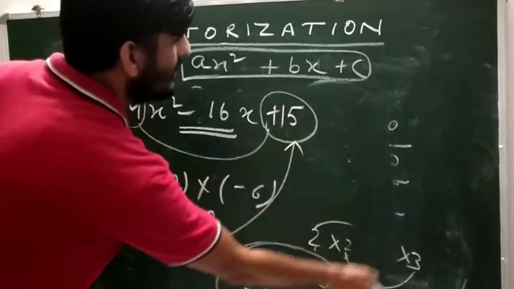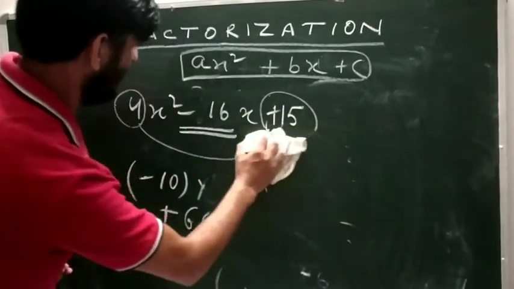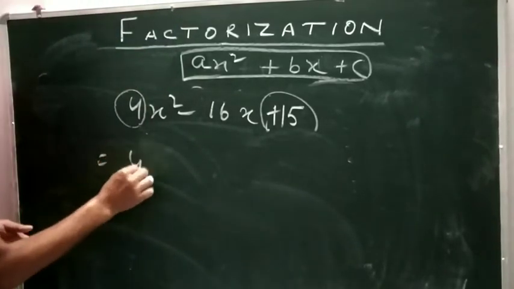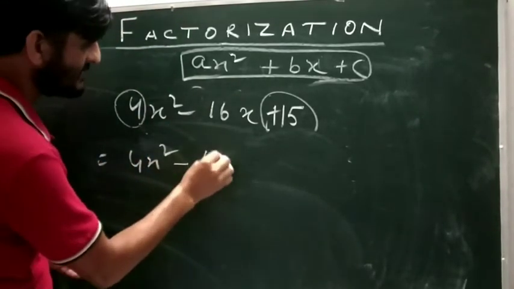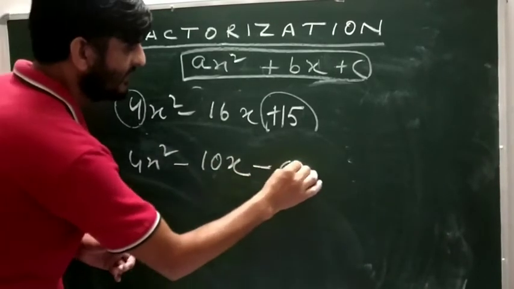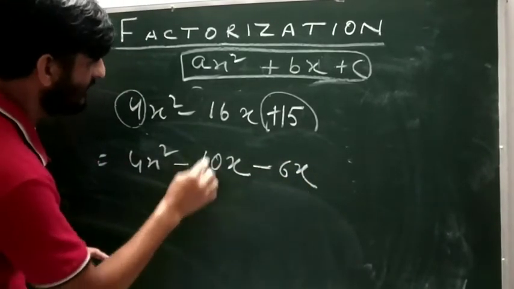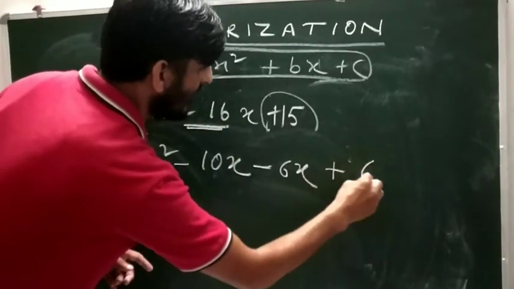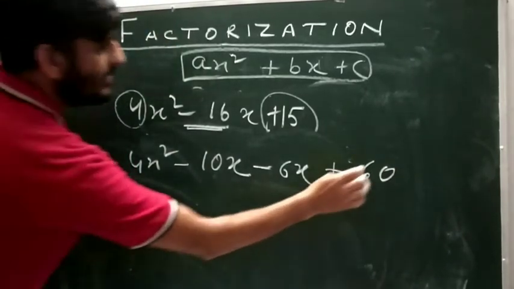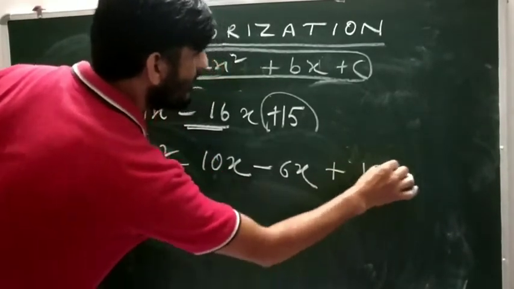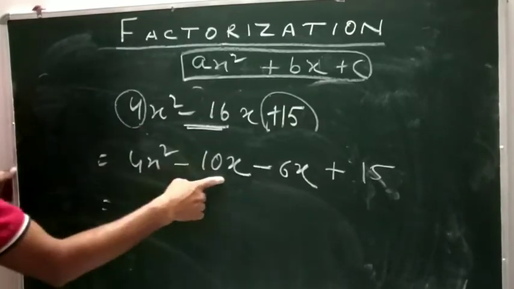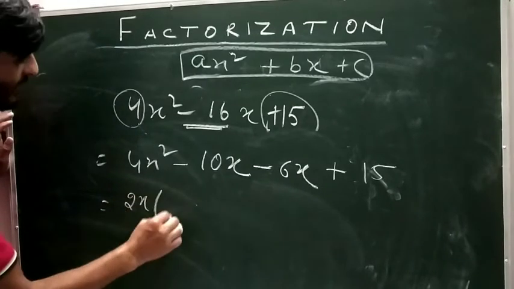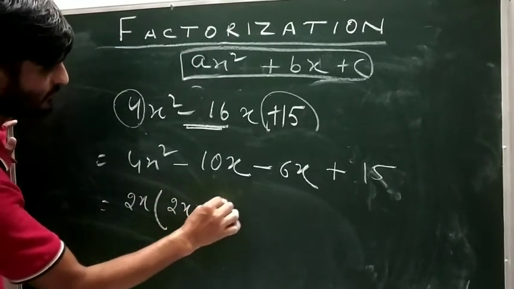So we can write down this expression like this. See, 4x square minus 10x minus 6x. 10x and 6x will result in minus 16x, and 10 into 6 will result in 60, and we write plus 15. So we no need to write 60 here, it is 15. So what will we write? See, from here we can take 2 into x and here 2 into 5x, so 2 we can take common. It is 2x times 2x minus 5.